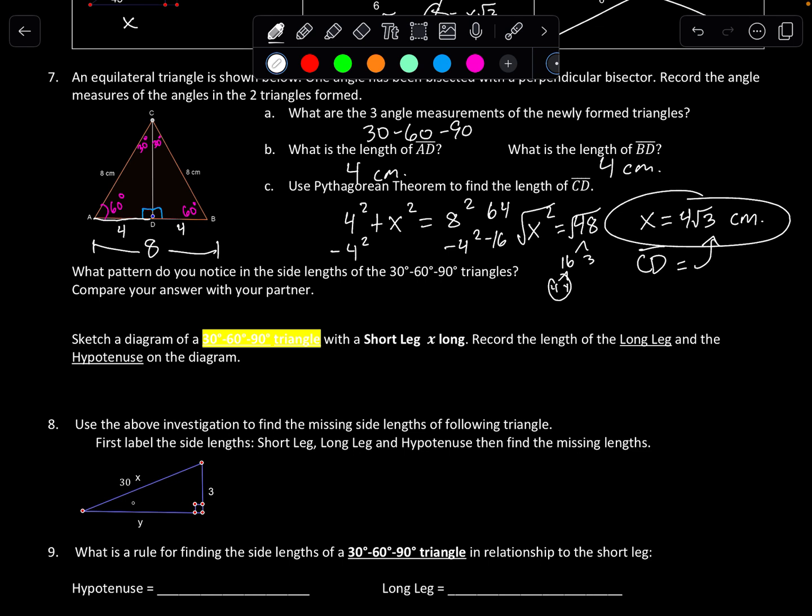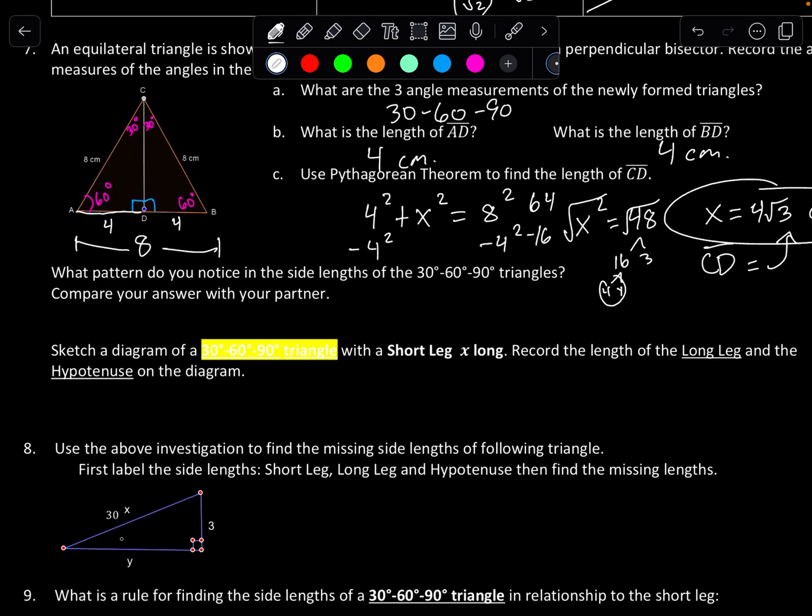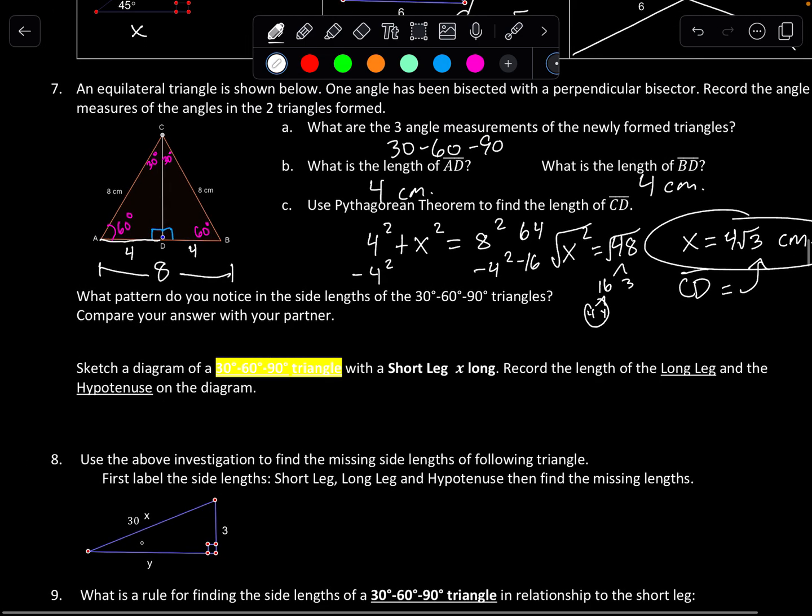What pattern do you notice in the side lengths of the 30, 60, 90 triangles? Compare with your partner. Do you see 4 root 3? So this length right here is 4 root 3. The short leg's 4. What do we know about the hypotenuse? It is double 4. 4 times 2 is 8. And the long leg, we call it right here, is going to be 4 times root 3.